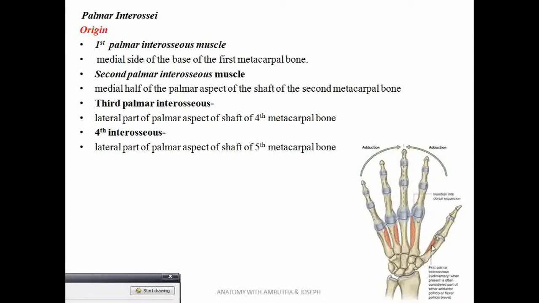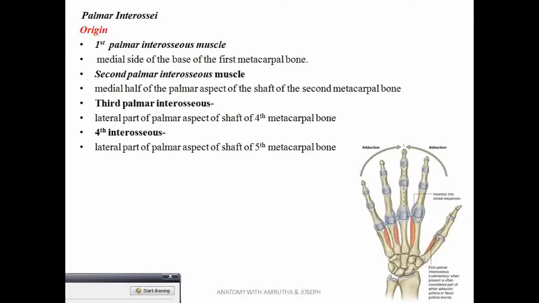Origin. The first palmar interosseae muscle originating from medial side of base of first metacarpal bone. Second palmar interosseae originating from medial half of palmar aspect of shaft of second metacarpal bone. Now the third palmar interosseae, which is originating from lateral part of palmar aspect of shaft of fourth metacarpal bone. Then the fourth, last one, originating from lateral part of the palmar aspect of shaft of fifth metacarpal bone.